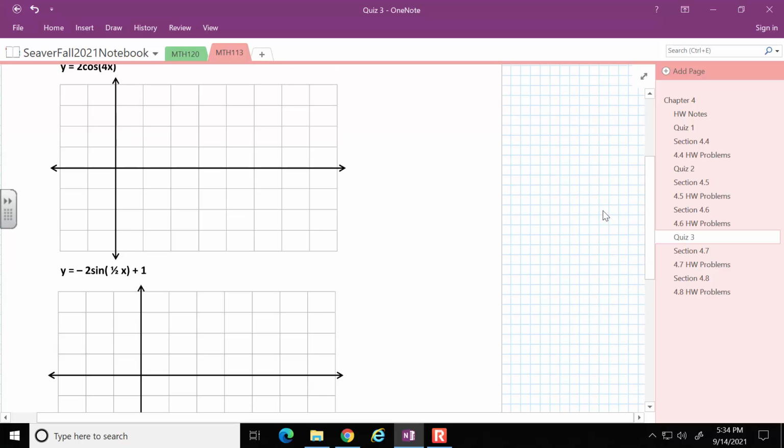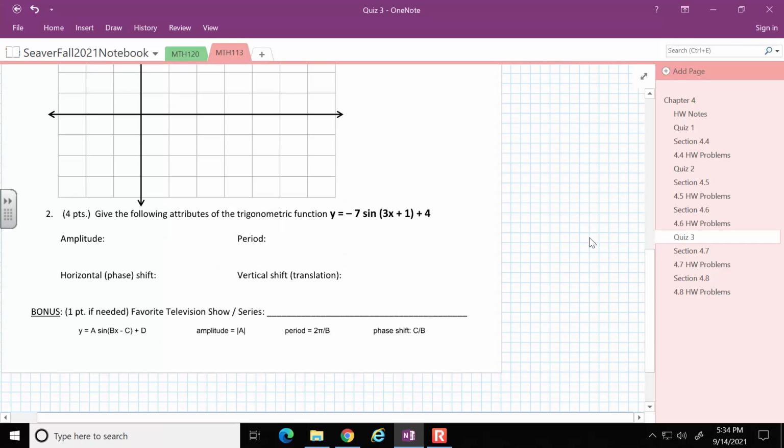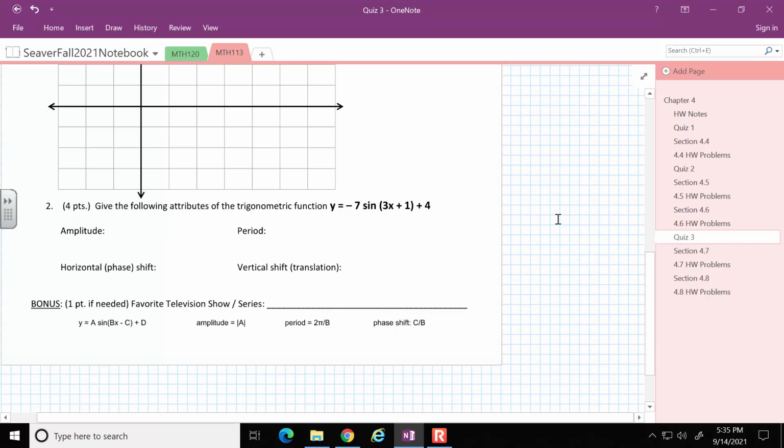for labels. So I want your x-axis labeled, I want your y-axis labeled, and one full period. You don't have to extend the whole graph or anything, but I do want at least one full period of each function. The last part is just giving me information about the graph. You don't have to actually graph it. I want to know the period, the amplitude, any horizontal or phase shift, or any vertical translation or vertical shift of your graph. So that is due next Tuesday.